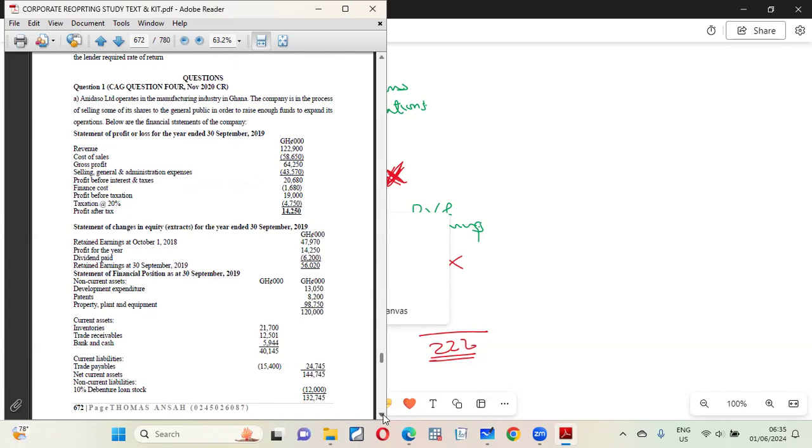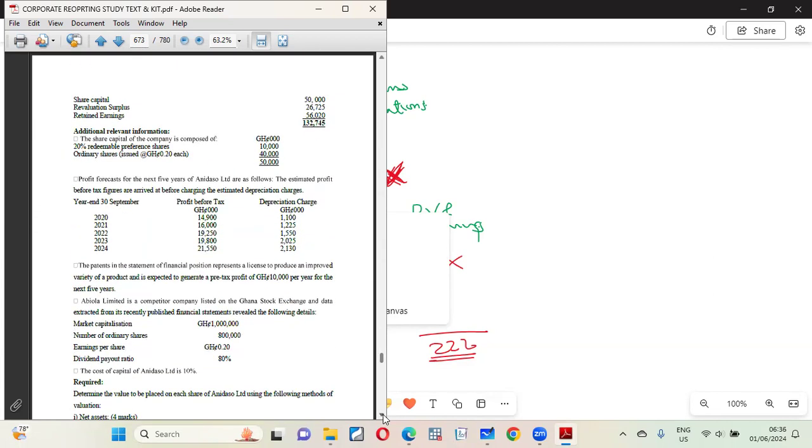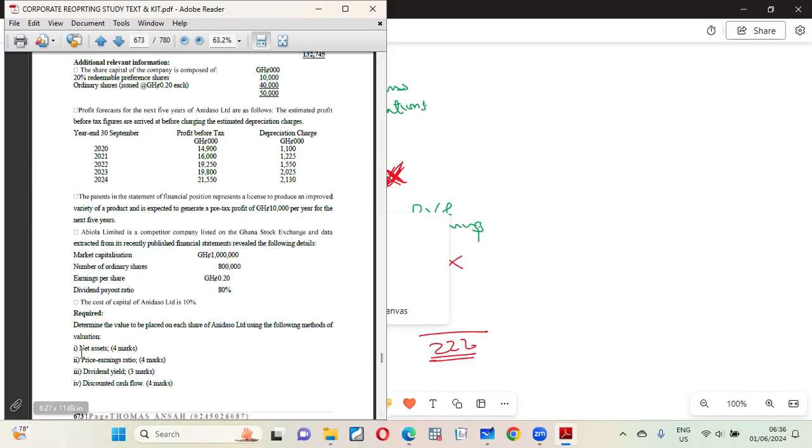You realize that it's very cheap, 15 marks. You are using the various methodologies, so the question will tell you which methods to use. Like this one: asset method, price earnings, which is P/E ratio, dividend yield, discounted cash flows, just like what we did. So you see the discounted cash flows.